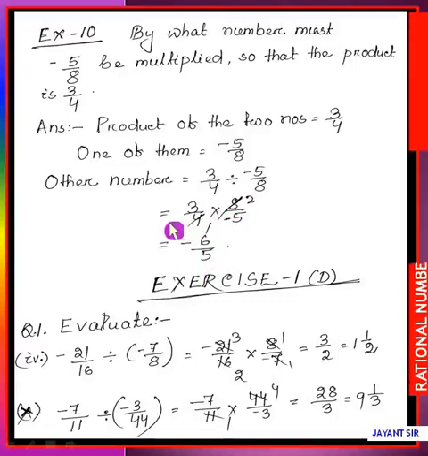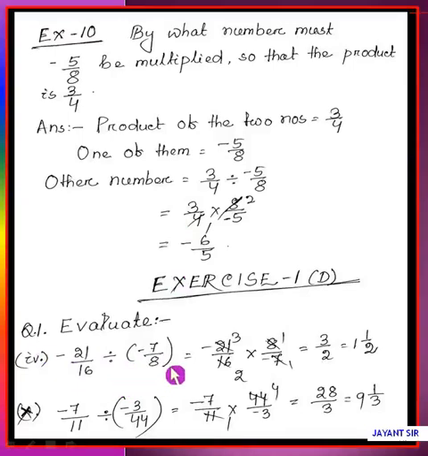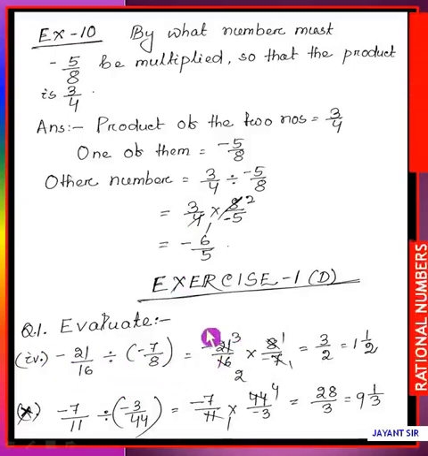Children, now let's start exercise 1D. Question number 1, part 4. What is given? Look here: minus 21 by 16 divided by minus 7 by 8. So minus 21 by 16 into its reciprocal, 8 by minus 7. Now 8 1 is 8, 8 2 is 16, 7 1 is 7, 7 3 is 21. Minus minus, the answer will be plus. So 3 1 is 3 divided by 2, equal to 1 whole 1 by 2.